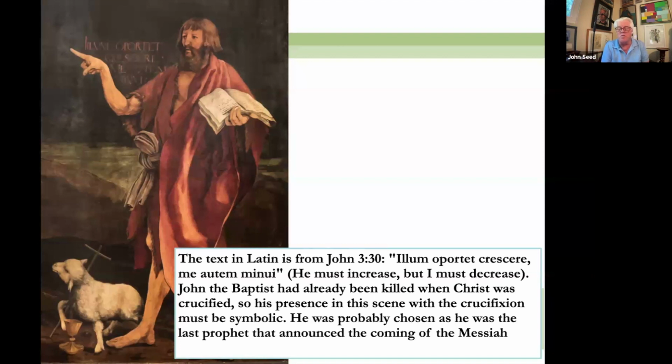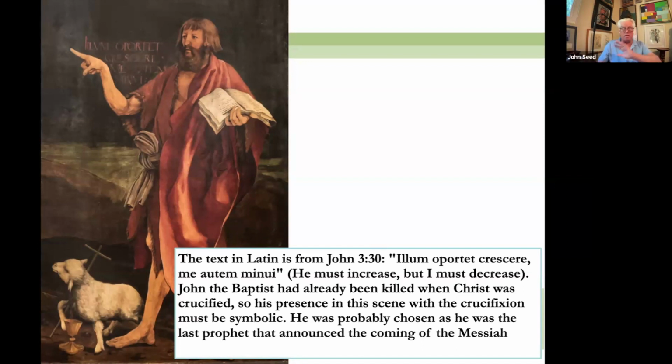On the other side of the crucifixion is St. John, along with a Latin phrase, which when you translate it, means: he must increase, but I must decrease. And a historical note, St. John had already been killed when Christ was crucified, so he is a symbolic presence in this crucifixion, and probably chosen by Grünewald because he was the last prophet who announced the coming of the Messiah.